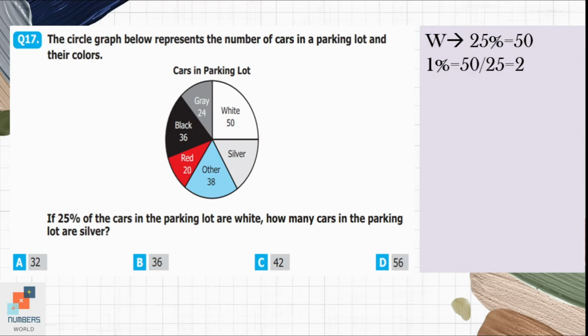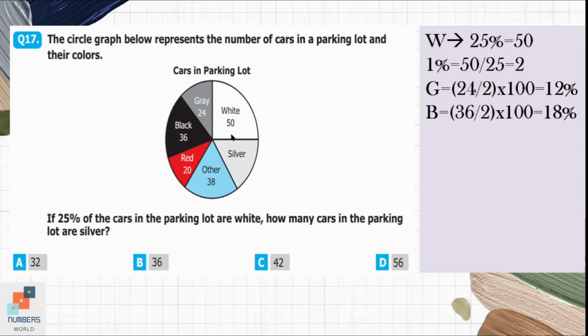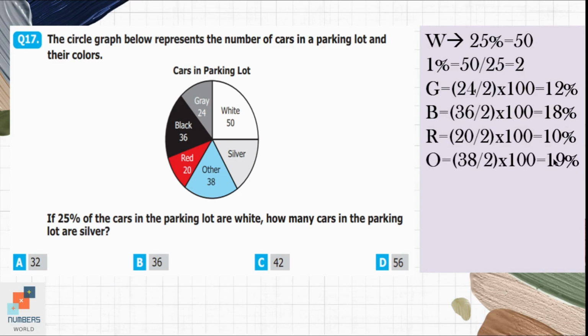Now let's calculate the percentage of the other cars as well. Like there are 24 gray cars, we can calculate the percentage by dividing 24 by 2 and multiplying it by 100, that is equal to 12%. 36 is the number for black cars, so if I calculate the percentage, 18% of the data is represented by black cars. Red is representing 10% of the data and other cars are representing 19% of the data.